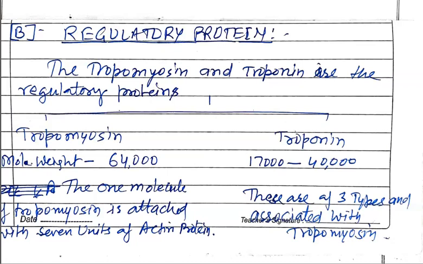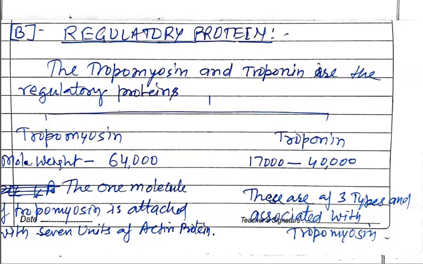Now, start with regulatory proteins. The regulatory proteins regulate muscle contraction. Muscle contraction is controlled or regulated by these proteins. The first one is tropomyosin and the second one is troponin.